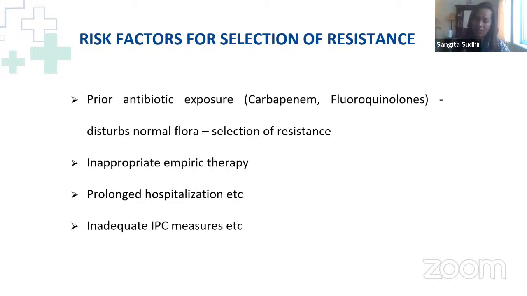or it may be due to poor infection prevention control practices, or it could be prolonged hospitalization or inappropriate empiric therapy. So all of these are common risk factors for the selection of resistance.